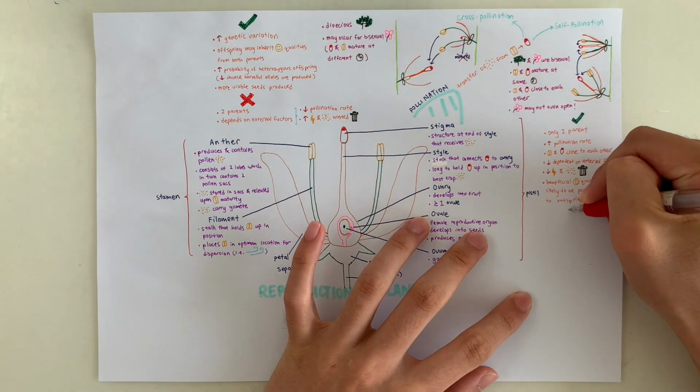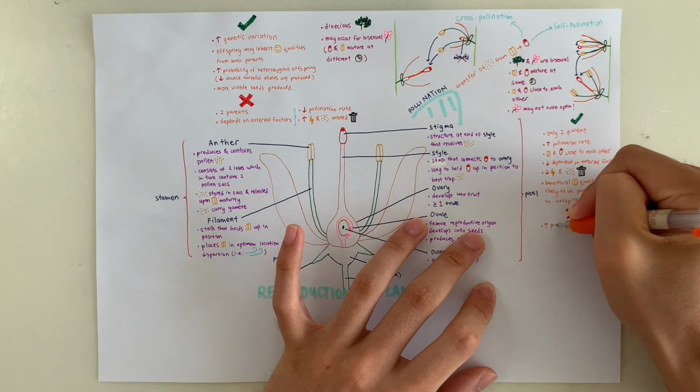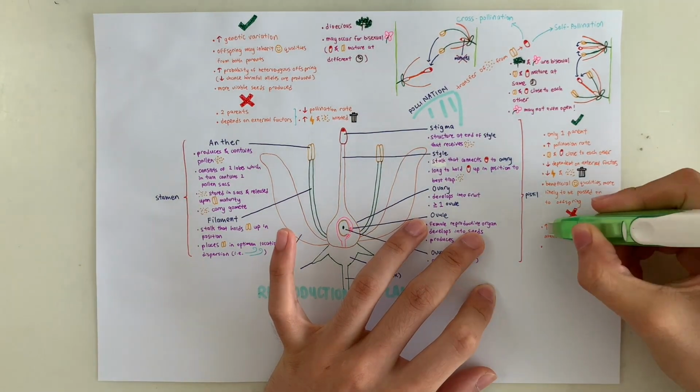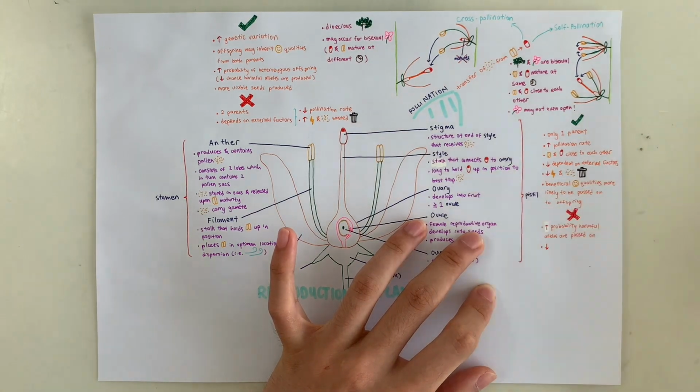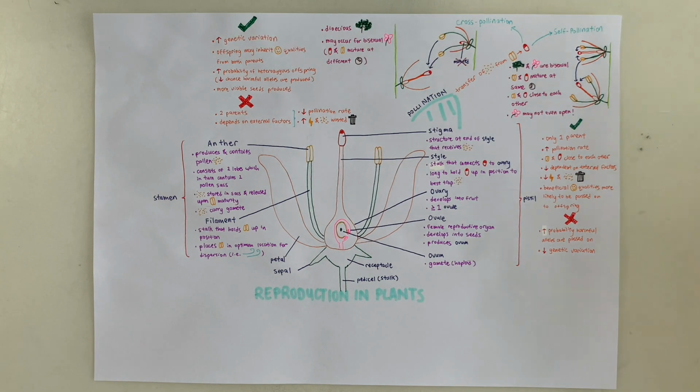On the flip side, this also means that there is a higher probability that harmful alleles are passed on from the parent to its offspring. Lastly, due to self-pollination, there is minimal genetic variation, which makes the species less adaptable to changes.